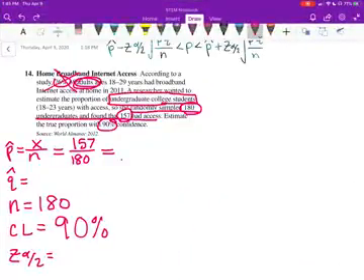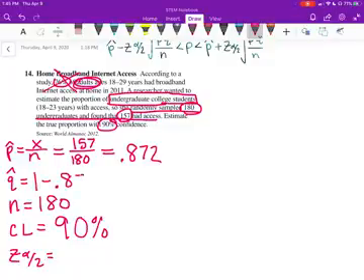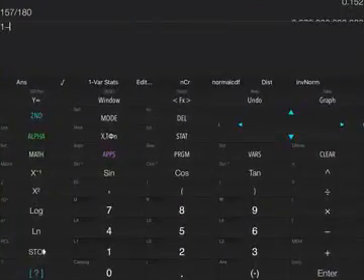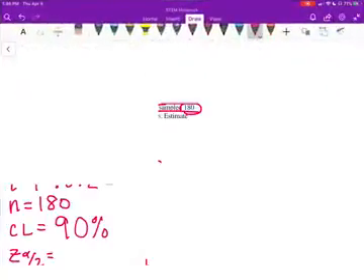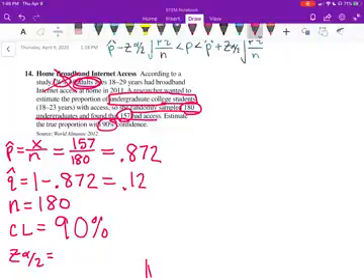So p-hat is 0.872. And remember, q-hat is 1 minus p-hat, and p-hat is 0.872. Let's do that. 1 minus 0.872. We get 0.128. Okay. We have almost everything.